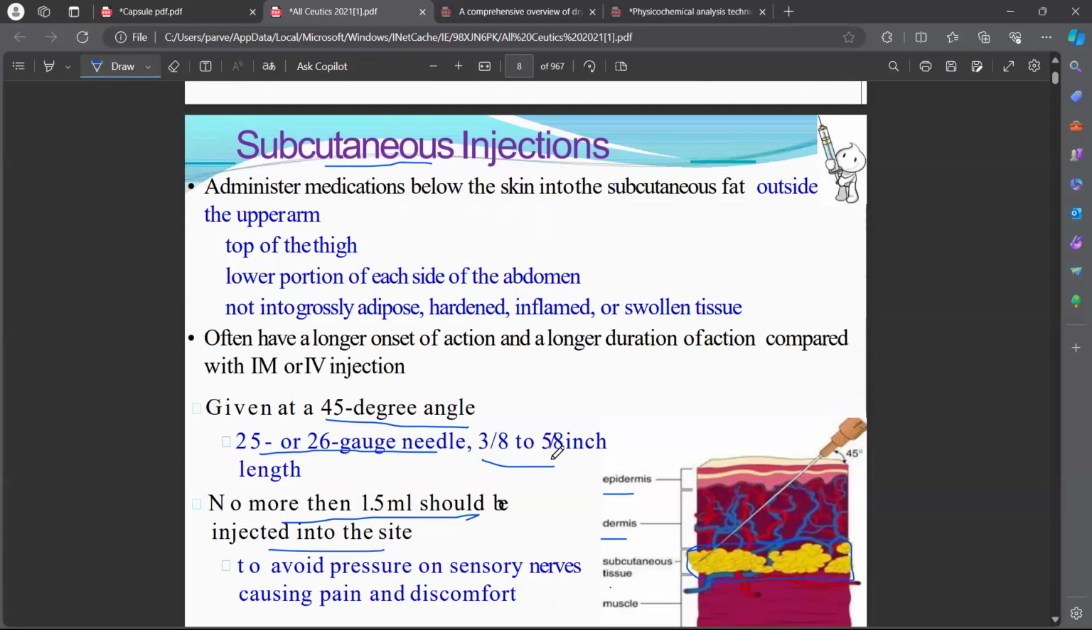Do you guys know about the process hypodermoclysis? Are you able to recall it? Does anyone know what is meant by the hypodermoclysis process?